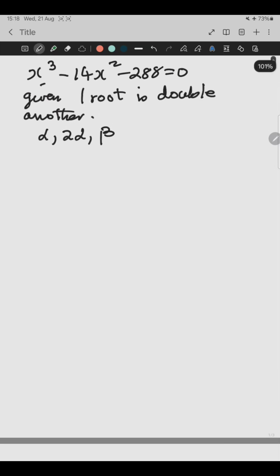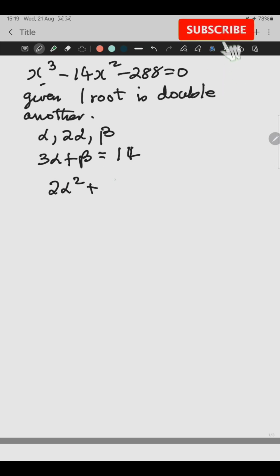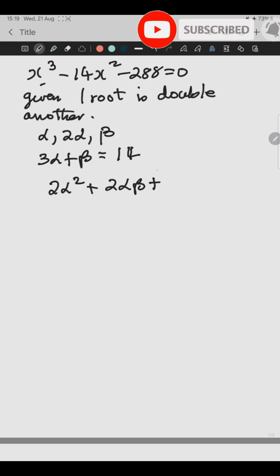Then the sum of the roots will be 3 alpha plus beta, and that will be equal to 14. The sum of the products taken in pairs will be 2 alpha squared plus 2 alpha beta plus alpha beta, and that has to come to 0 because the coefficient of x is 0.